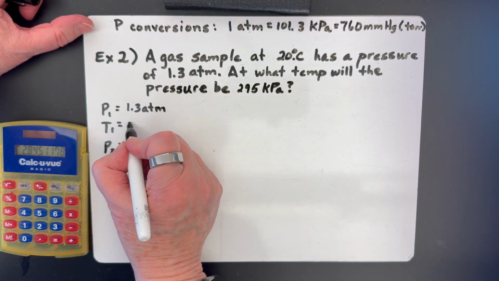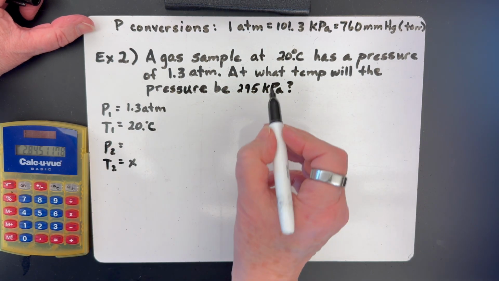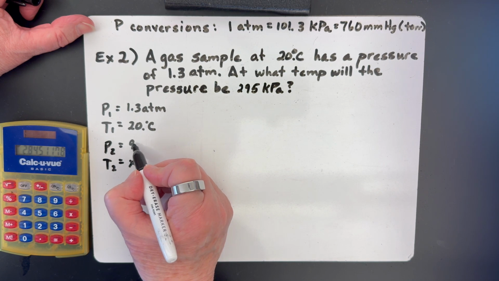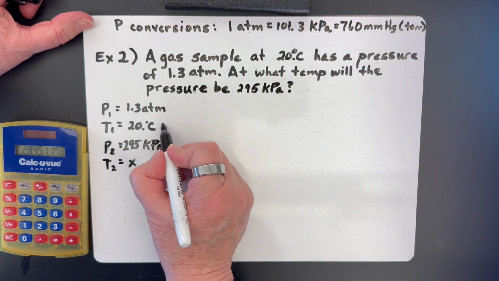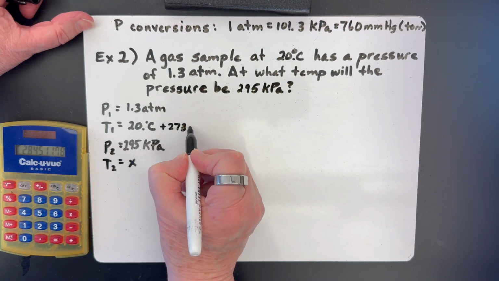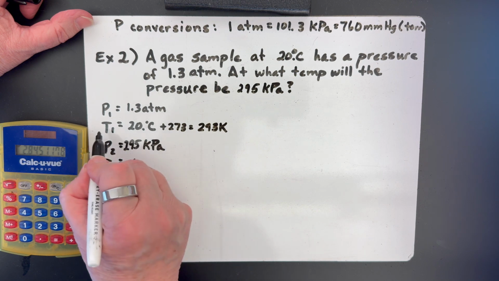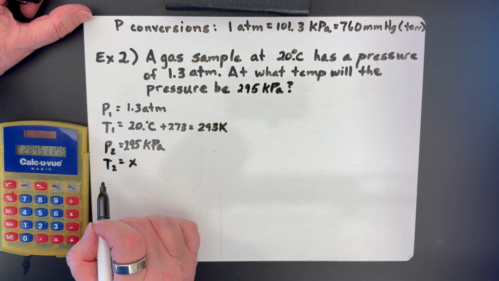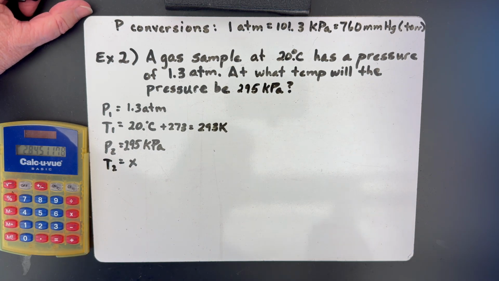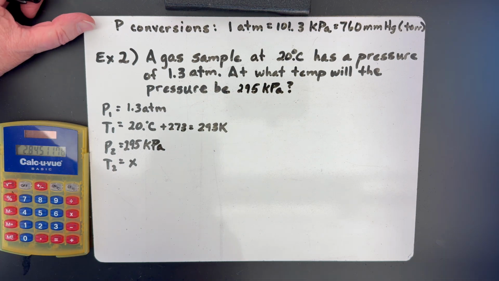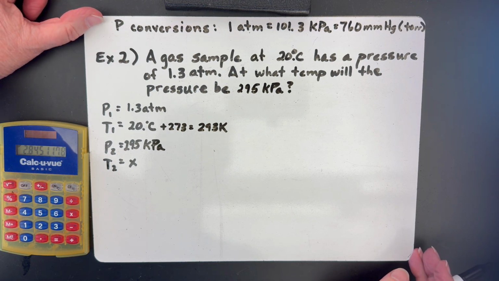It's at 20 degrees Celsius. It's asking what temperature, so this is going to be our X. Will the pressure be 295 kPa? So as we know, for temperature, we need to add 273, get 293 Kelvin. So that's what we're going to use for T1. T2 is going to come out in Kelvin, and if you're asked for Celsius, then you would need to subtract 273 to get it to be Celsius. This problem doesn't designate, so you can probably leave it in Kelvin with no issue.